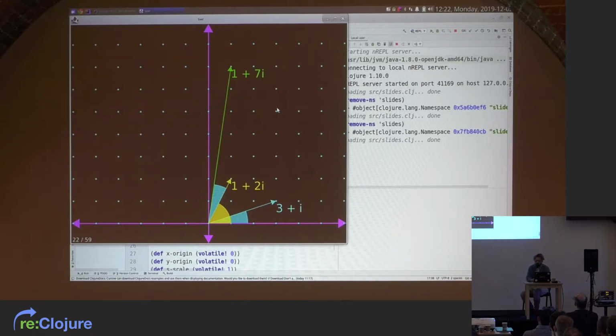So we've got a bunch of complex numbers. They exist in the complex plane. They're sort of two-dimensional numbers, and we can perform operations on them which will transform these points in two-dimensional space.